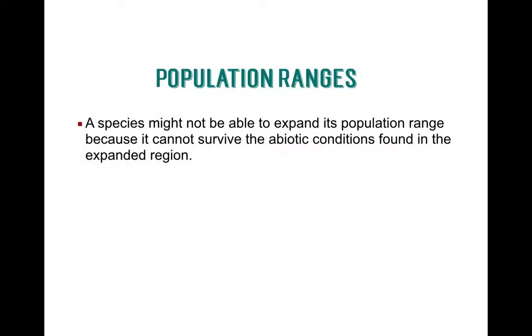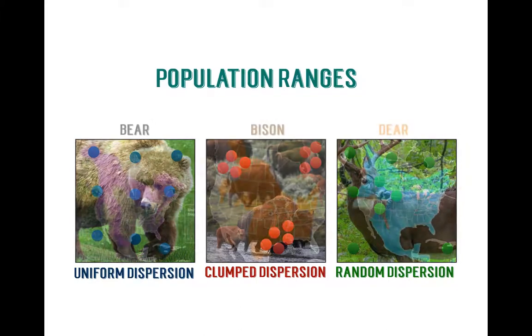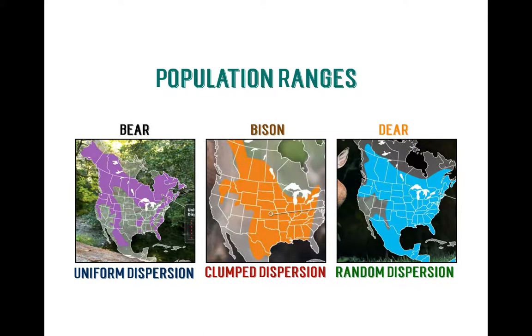So population ranges. This particular term is discussing not being able to expand its population range due to the abiotic factors that are found in that region. So, for example, the bear. So let's go back to the organisms that we were just talking about. We were talking about them in terms of spatial distribution, but there's also a pattern in the area that they live in.